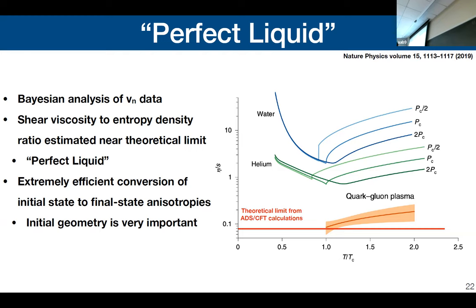And that's very important, actually, because shear viscosity inhibits the correlation between the initial pressure gradient and the final state momentum anisotropies that I mentioned were a hallmark of hydrodynamics. So because the viscosity is almost as low as it can get, that means that the correlation between the initial geometry and the final state momentum is very good. And that means that initial geometry is extremely important in these calculations.